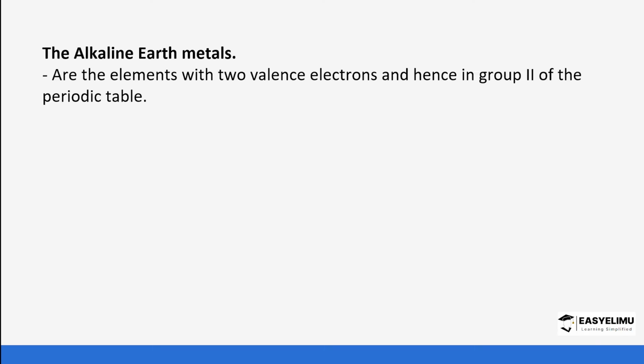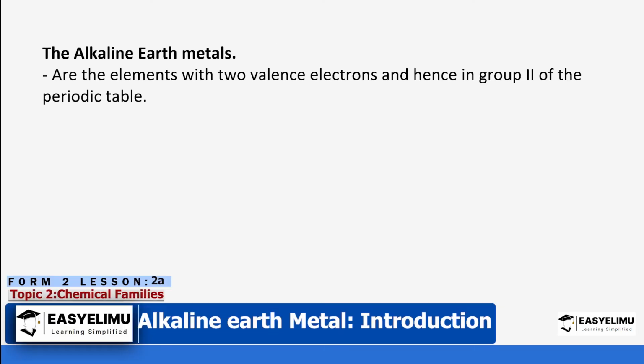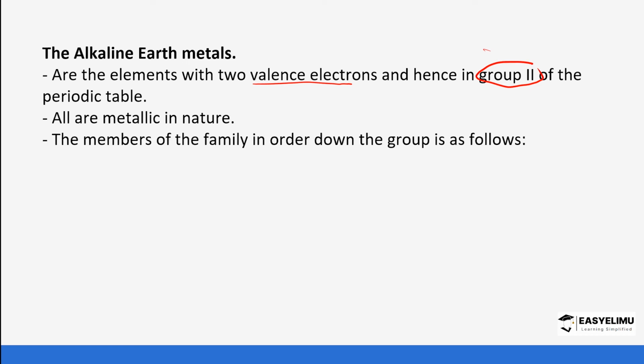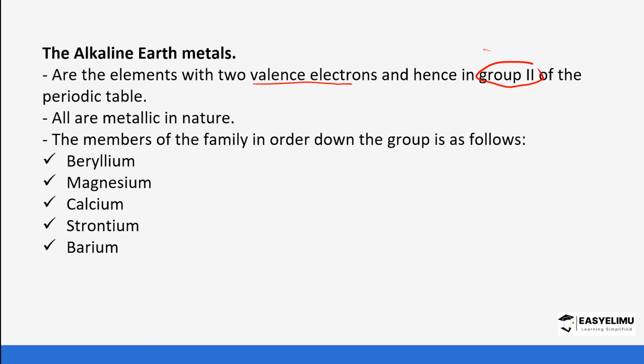So first you start with what alkaline earth metals are. These are elements with two valence electrons on the outermost energy level. That is the reason why they are usually grouped in group 2 of the periodic table. And they're usually metallic in nature, just like our counterparts, the alkali metals. They consist of beryllium, magnesium, calcium, strontium, barium, and radium.